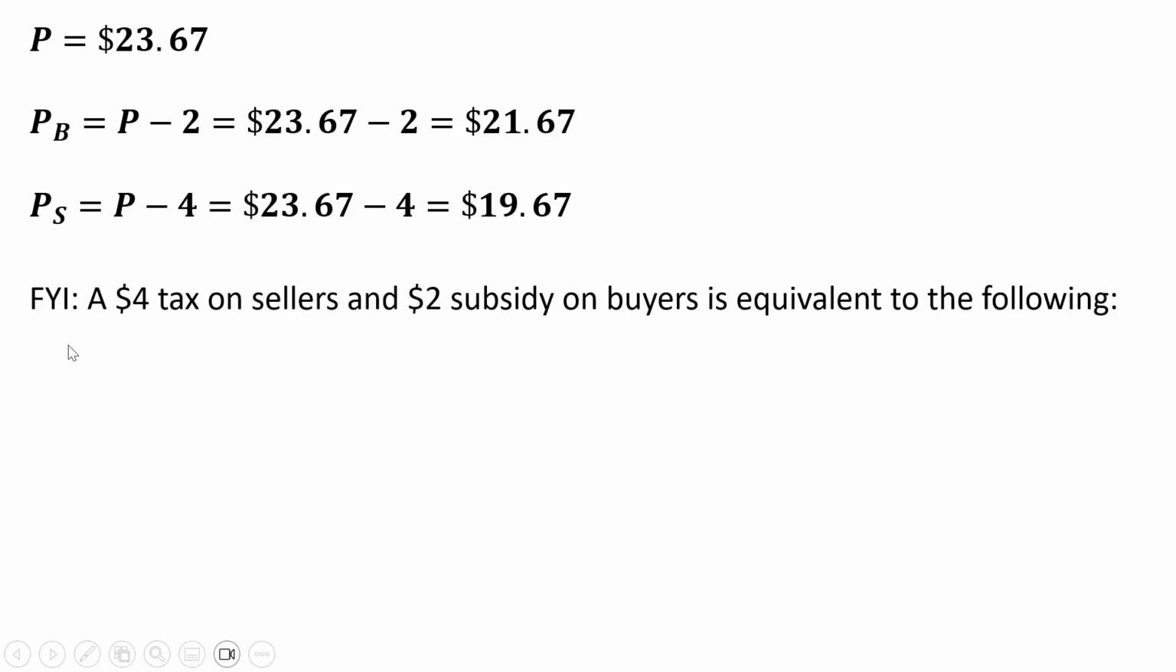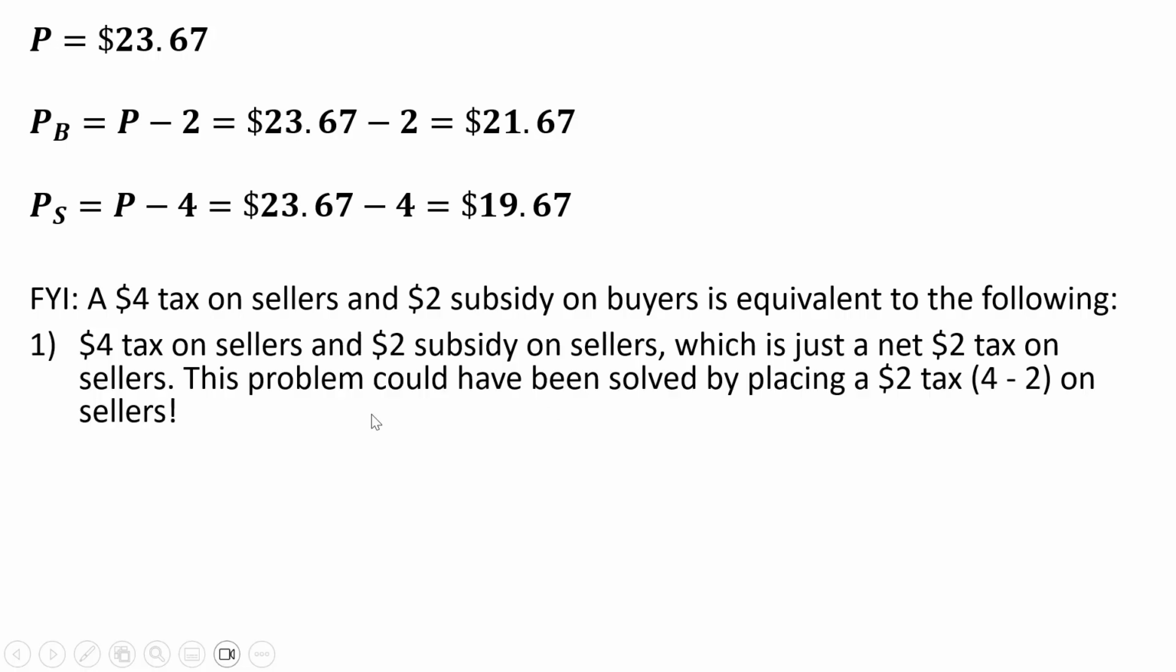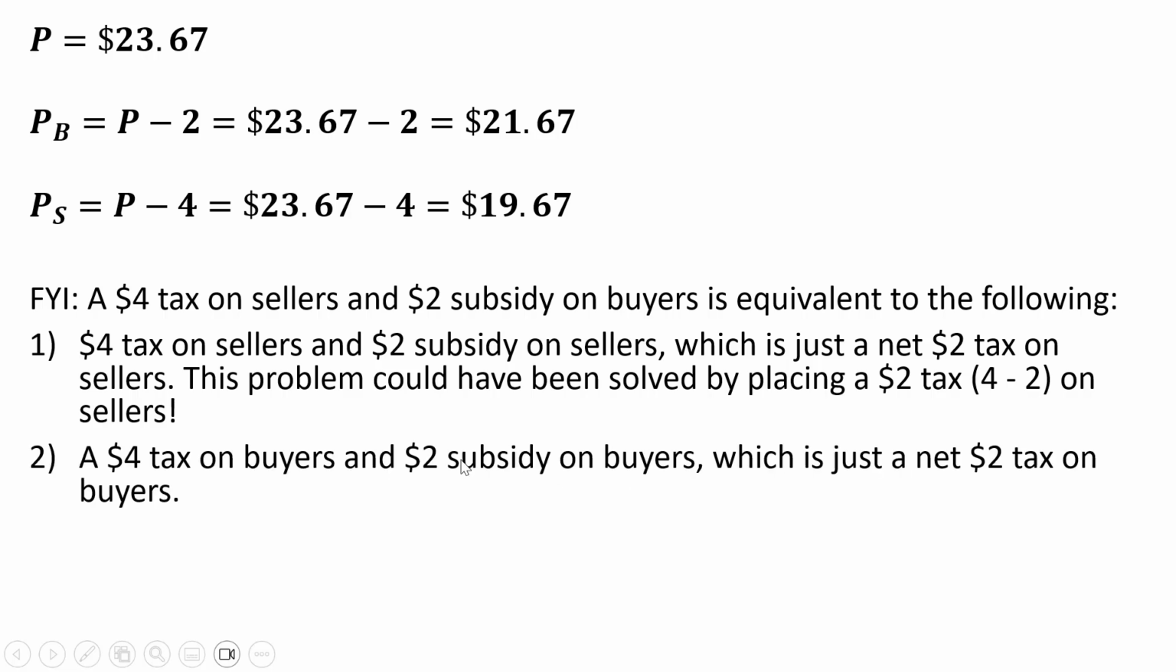An important point here is that a $4 tax on sellers and a $2 subsidy on buyers is equivalent to the following. It would be equivalent to a $4 tax on sellers and a $2 subsidy on sellers, which is just a net $2 tax on sellers. In other words, this problem could have been solved by placing a $2 tax on sellers, where this $2 tax represents the tax on sellers minus the subsidy to sellers.